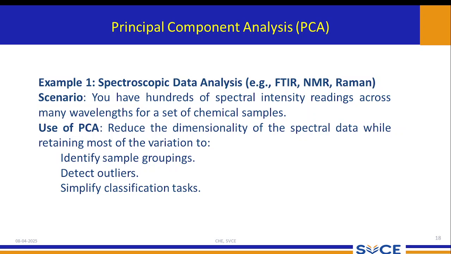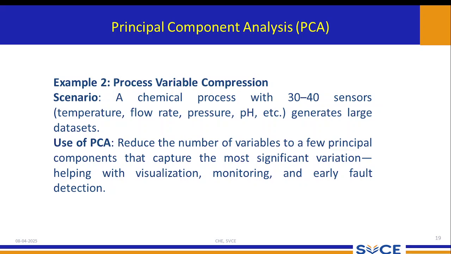Coming to the second example for principal component analysis, the scenario is a chemical process with 30 to 40 sensors generating large data sets. Reduce the number of variables to a few principal components that capture the most significant variation, helping with visualization, monitoring, and early fault detection.